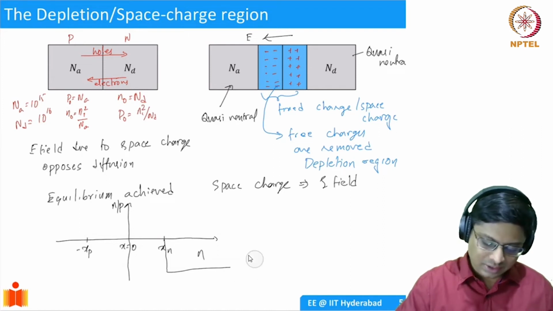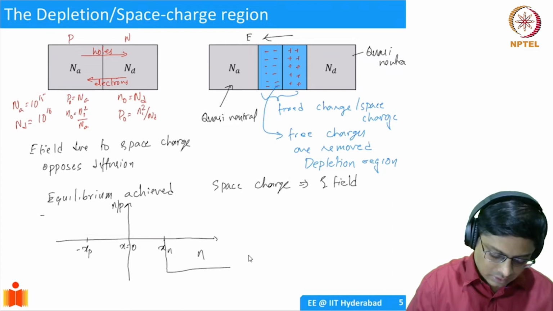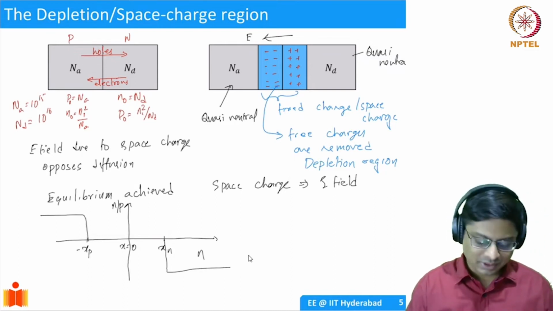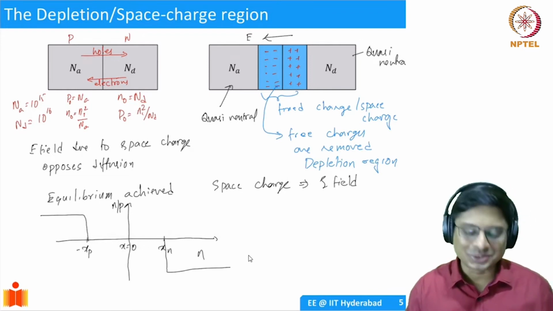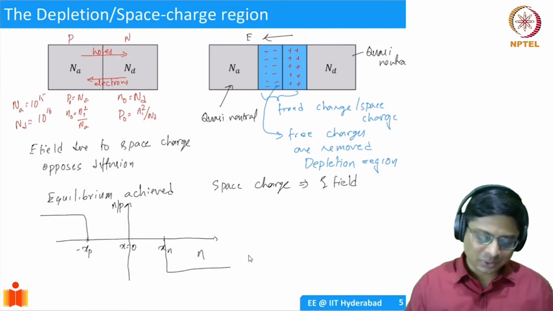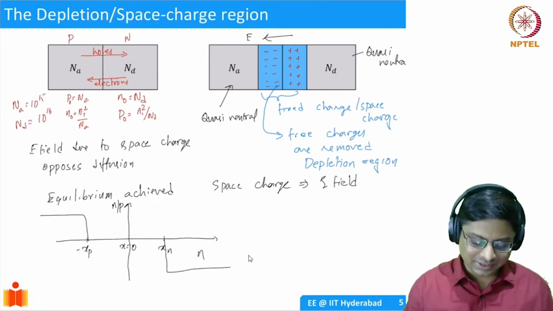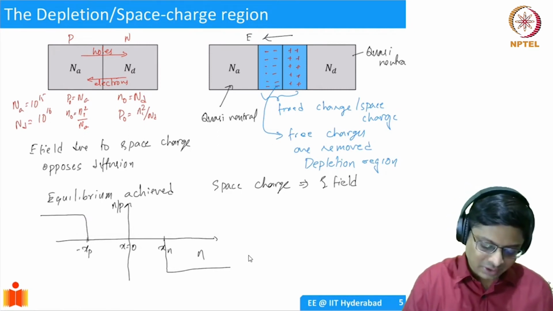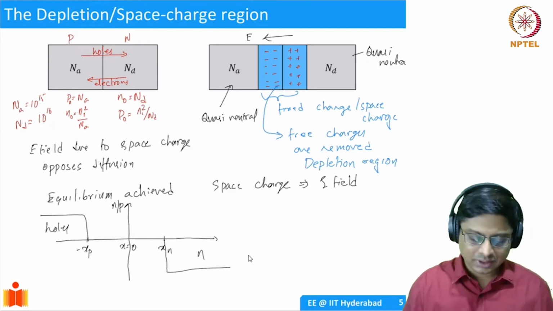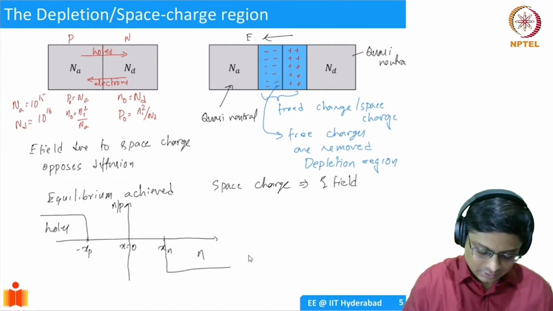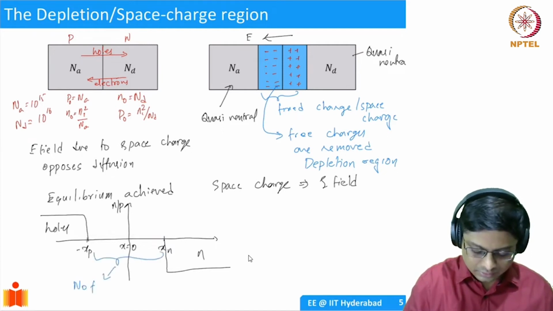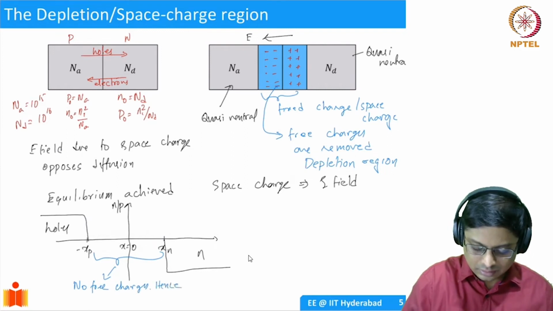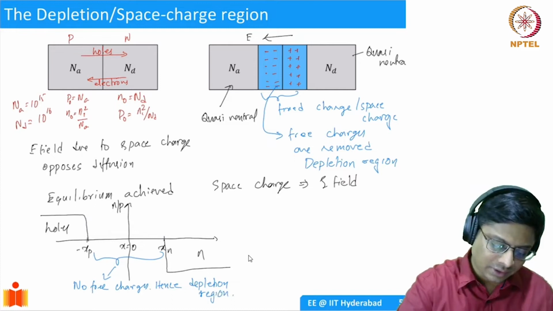And what about p? P is positively charged, so it extends to the edge of xp. Remember, I'm drawing something close to a rectangle, not exactly a rectangle, but in the real case this is going to be a smooth curve. We will make an approximation that the edges of the depletion region are sharp. So this is your free charges: these are holes, and these are electrons. Remember, no charges here, no free charges. Hence the depletion region. The definition of the depletion region is that it doesn't have any free charge.